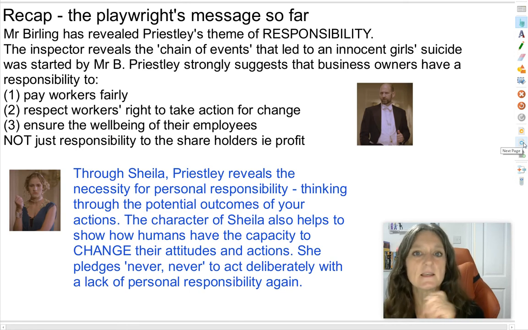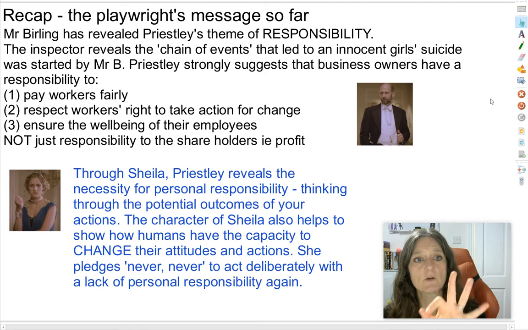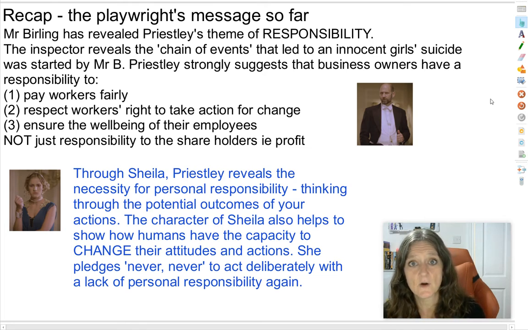Okay, so the next thing in our learning objectives was let's recap, but let's focus in our recap on what the playwright's message is so far. So the first character who's interrogated by the inspector is Mr. Birling, and Mr. Birling really reveals Priestley's theme of responsibility. In fact, Birling and Sheila both really exemplify that theme of responsibility.